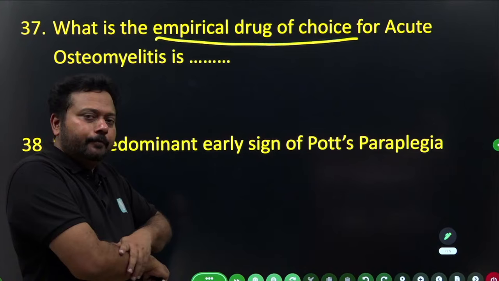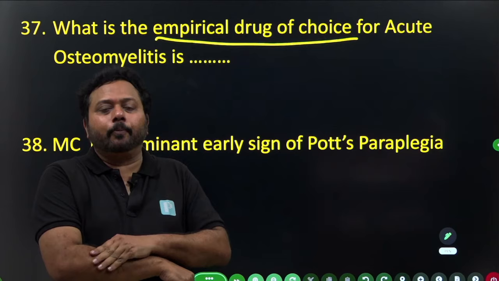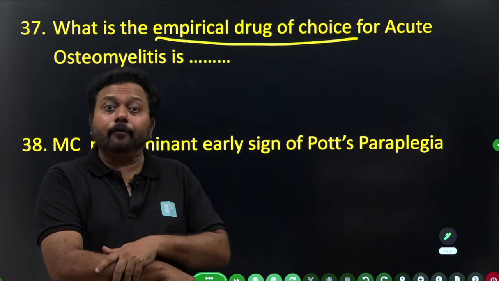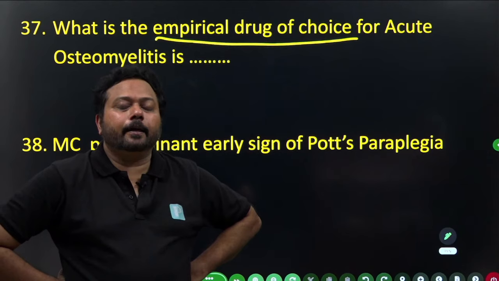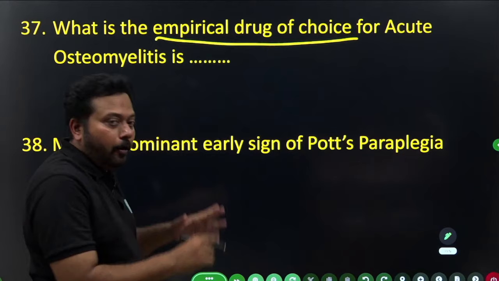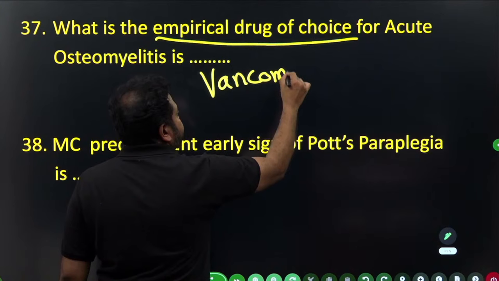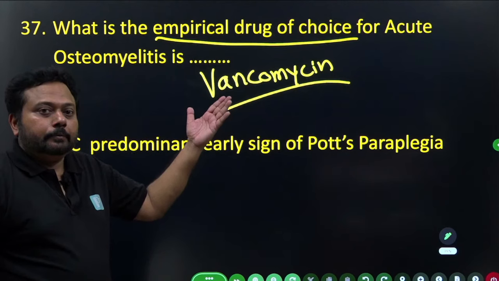Very clearly, it says that more than 10% of the Indian population are already methicillin resistant Staph aureus. We know pretty well, Staph aureus is the most common causative organism, and more than 10% of our population is methicillin resistant Staph aureus. So the empirical drug of choice for acute osteomyelitis is vancomycin. This is the right answer. Vancomycin. Next to vancomycin, it is clindamycin.